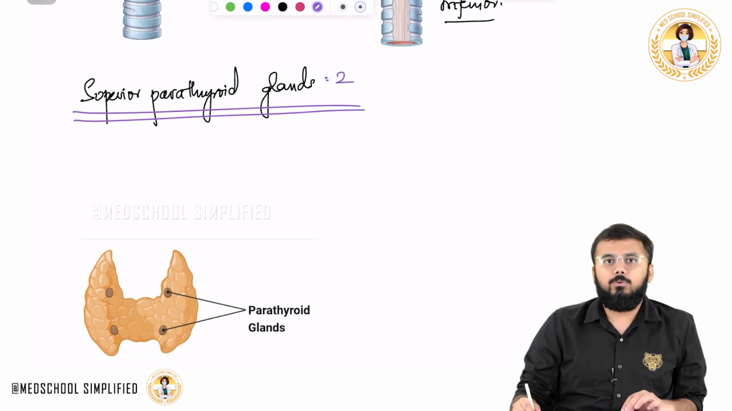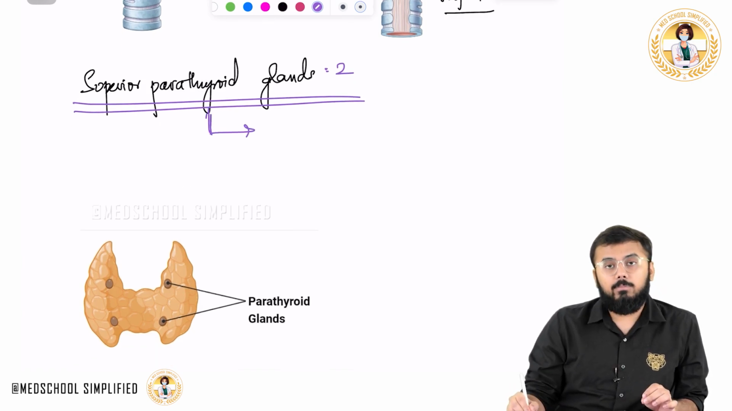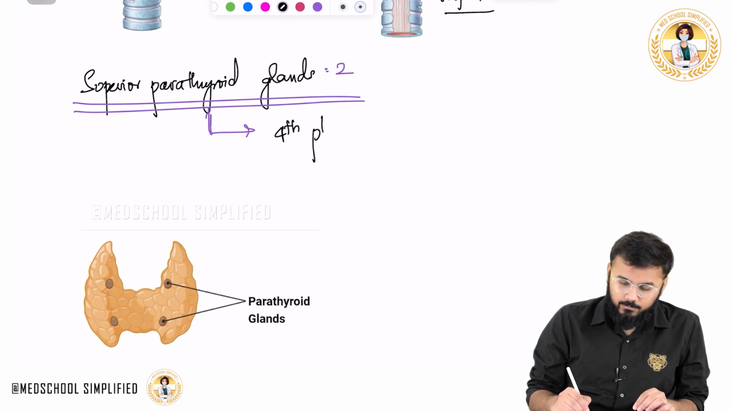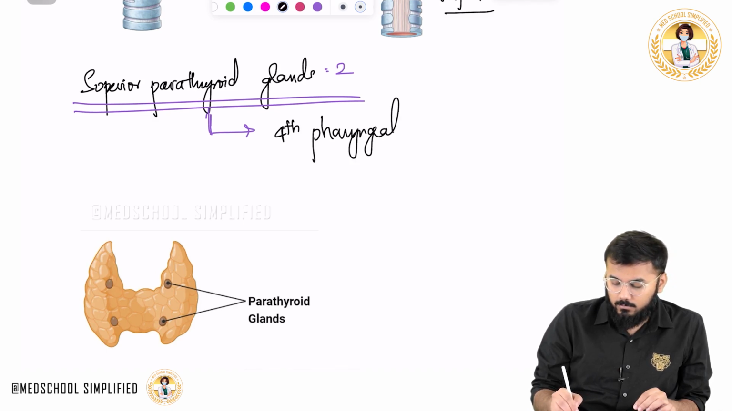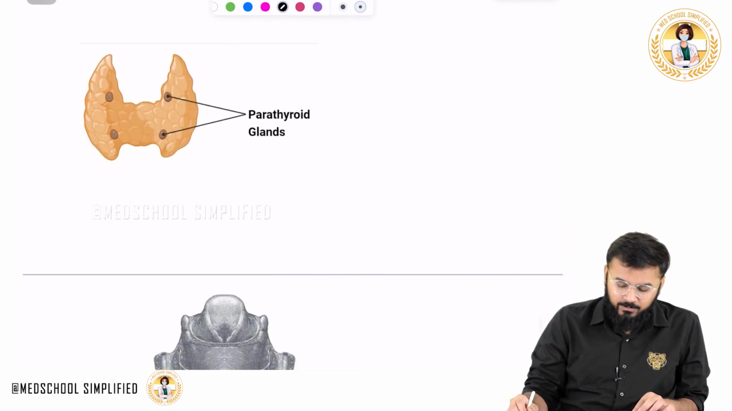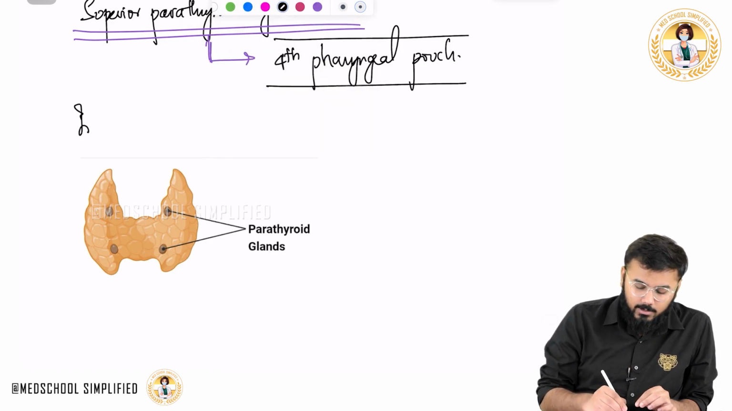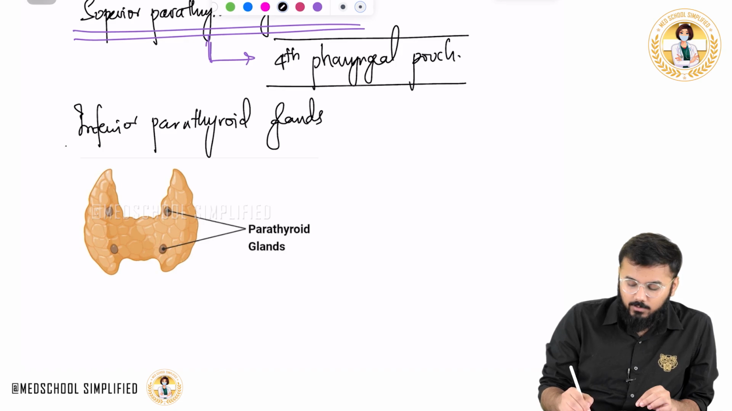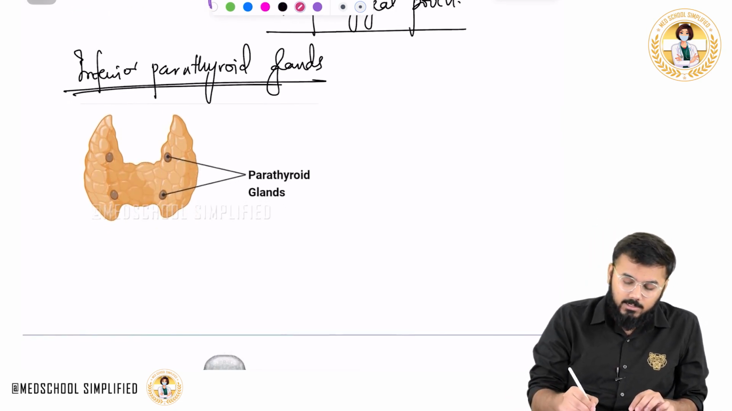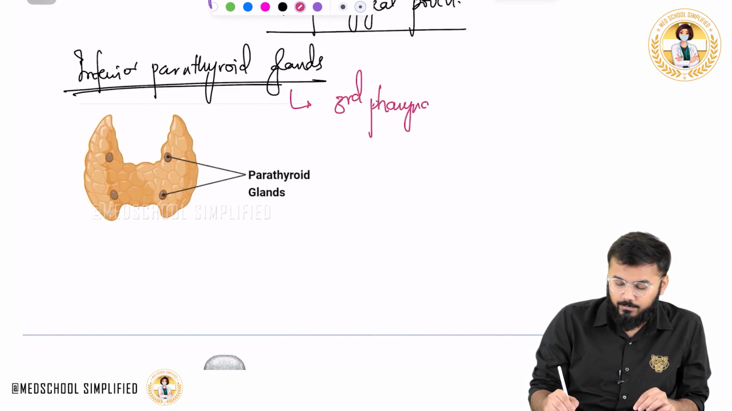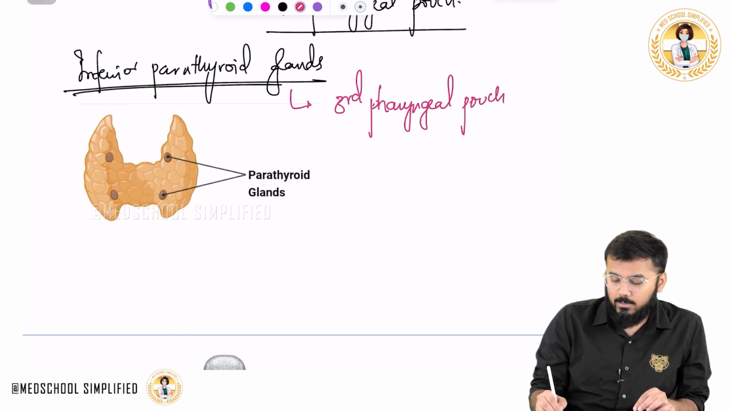From an embryological point of view, the superior parathyroid glands develop from the 4th pharyngeal pouch. In the same way, when you look at the inferior parathyroid glands, where do they develop from? These inferior parathyroid glands develop from the 3rd pharyngeal pouch.